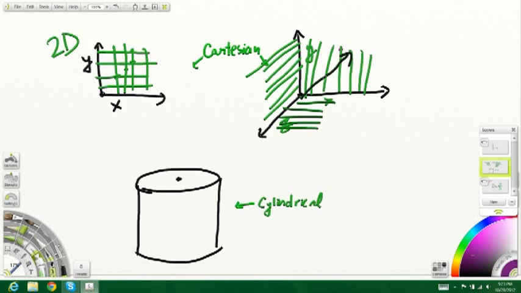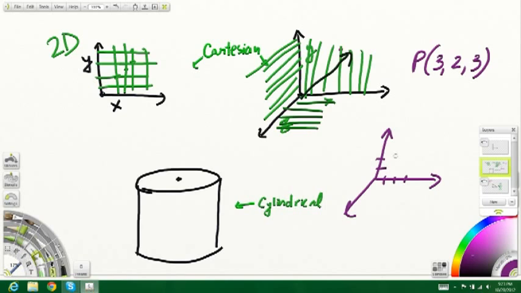For example, you can have a point which is 3, 2, 3. So it would be somewhat like you have 1, 2, 3, then 1, 2, and then 3 comes out like this. So your point is somewhat in, I hope you guys can visualize, a 3D space like this. Anyway, so this is your point P.